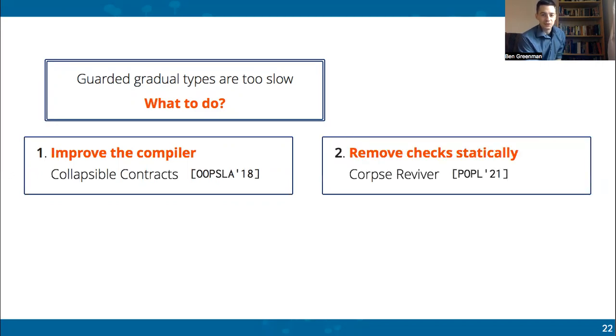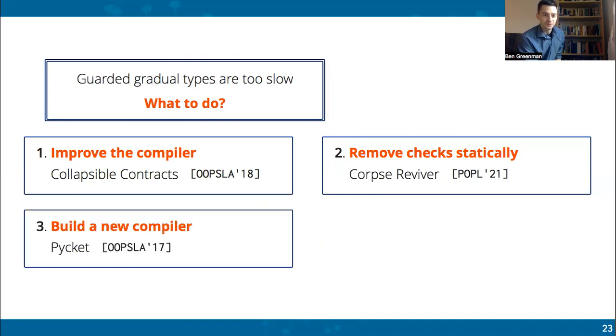Another option is to try to remove checks with a static analysis. There's a lot of redundancy in these checks, especially when we have a 25x slowdown program. And so an analysis like Corp Survivor helps lower these. So this is definitely one viable option. Another is to build an entirely new compiler that leverages different technology. And related to this, you could also consider a new language built from the start to support gradual typing. So Pycket is one example of a new compiler. It uses tracing JIT technology, and it also does a good job at removing checks.